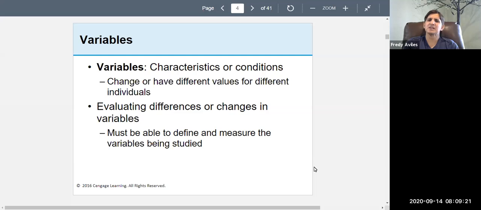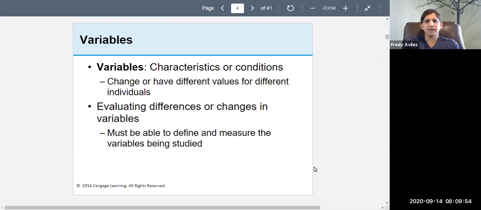Okay, it sounds complicated, a variable, right? Because it's related to math and you think it's hard, but all it means is just something that varies. Okay, so a variable is something that can change or have different values for different individuals. Okay, and there could be a whole bunch of different things. A lot of things, probably most things vary. Things that don't vary, we call constants, but we don't really deal with those here in psychology. That would be something related to math and physics and maybe chemistry.